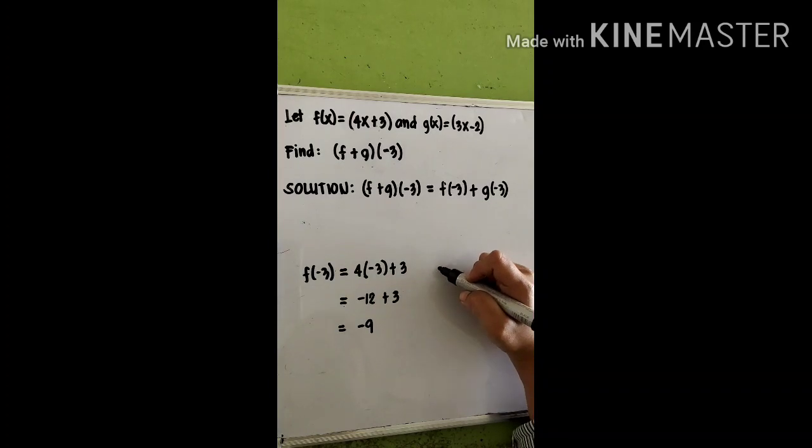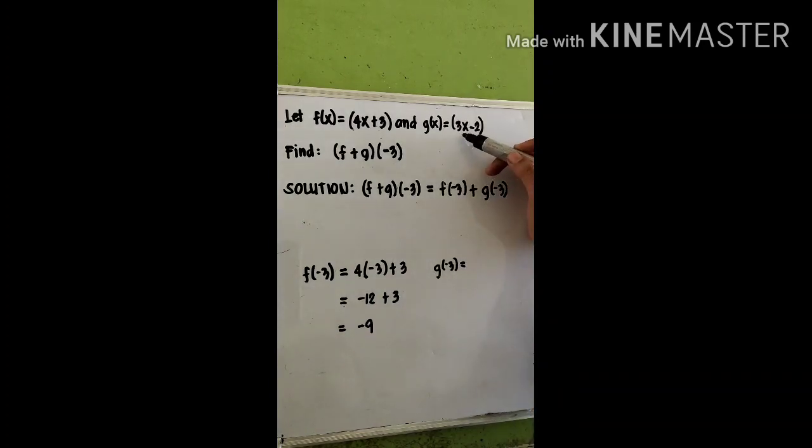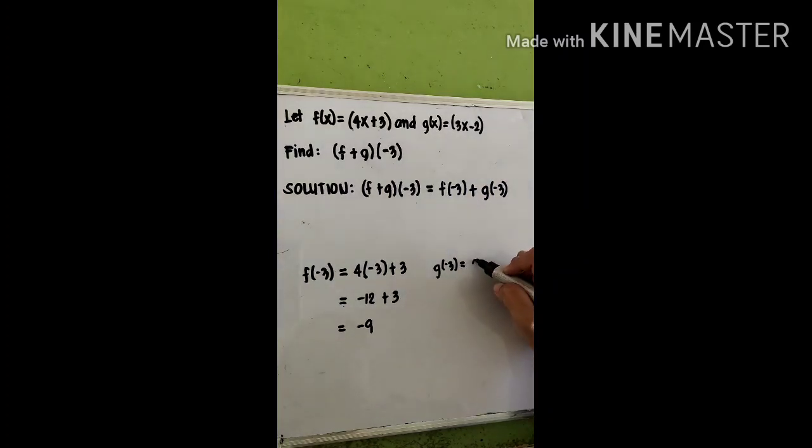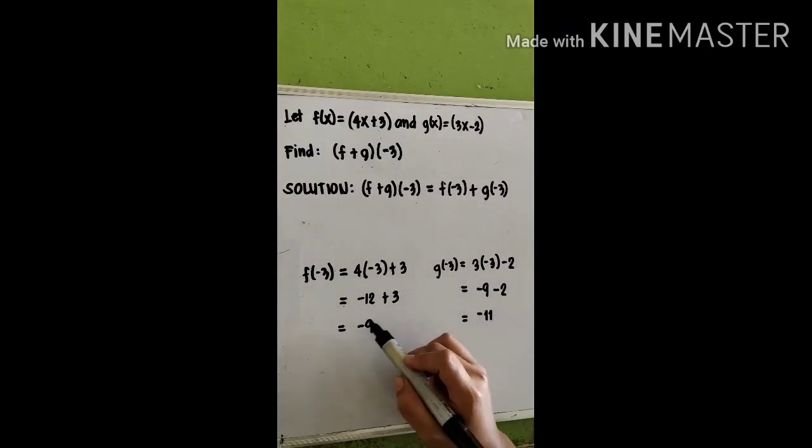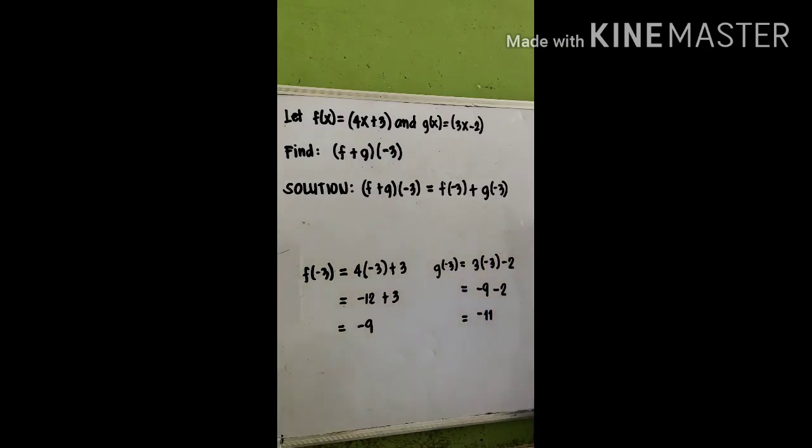How about g(negative 3)? For g(negative 3), the given function is 3x minus 2. So this will become 3 times negative 3 minus 2. 3 times negative 3 is negative 9, minus 2, and then we have negative 11. Now we are going to substitute these answers into our equation. So f(negative 3) is negative 9, plus g(negative 3), which is negative 11.